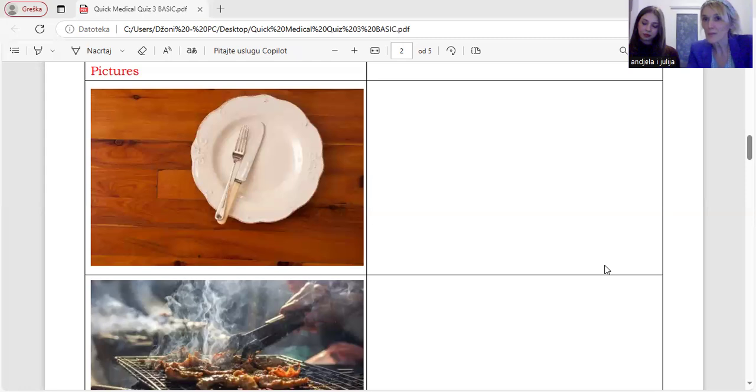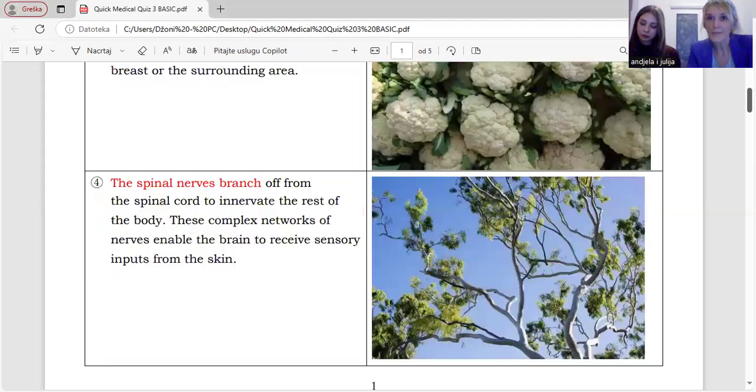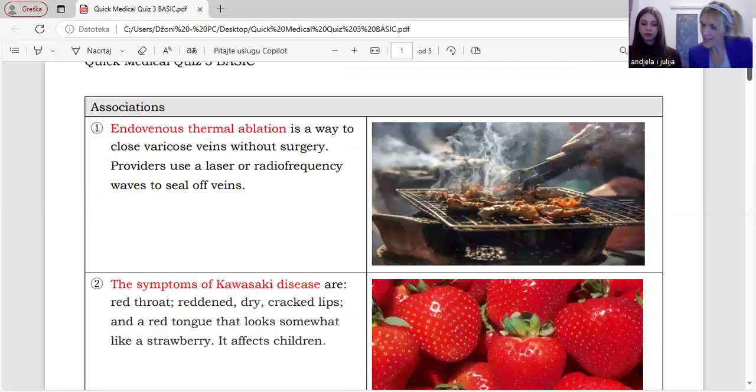Okay, so we'll review it together. Just a minute, I'll show you the text. Angela can also jump in. So endovenous thermal ablation is a heat type of treatment used to treat varicose veins, or bumpy veins, usually on female legs. It's not a surgery, it's a kind of catheter treatment. And we use a laser with radio frequency waves. And this word to seal off means to close or to make the veins collapse. Okay, you did okay? Yeah.